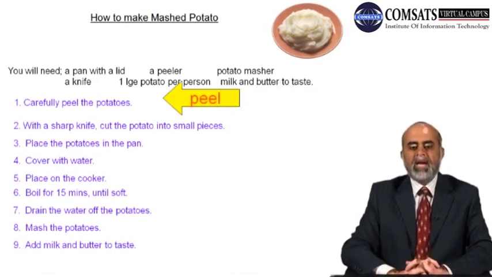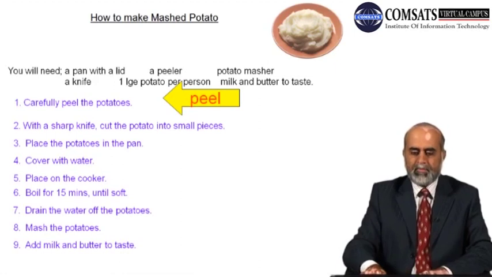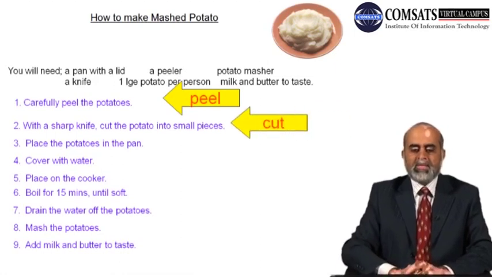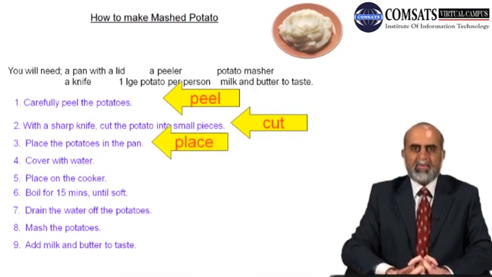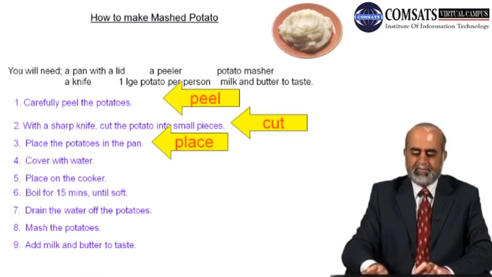So here we have the action words. In this sentence, we have peel the potatoes. So the action word is peel. And the word carefully sets the condition for this action word. Step 2, we have the action word which is cut. Step 3, place. And remember, place can also be used as a noun, but here it is used as a verb.